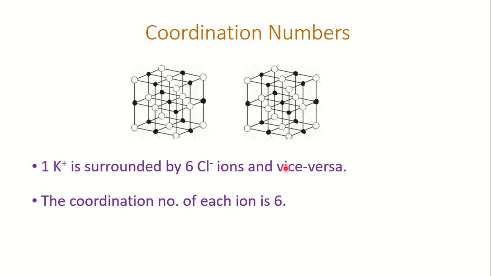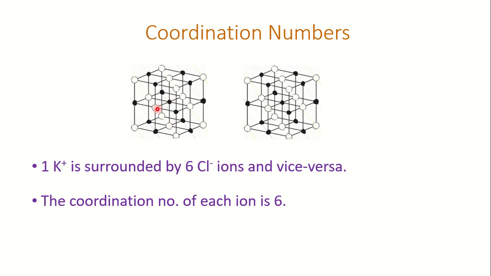Look at this animation. This is the structure. Now just take this point as the potassium ion and take only the 6 ions which are nearest to it. This one is closer, this one is closer, this one is closer, this one is closer, this one is closer, and finally this one is closer.